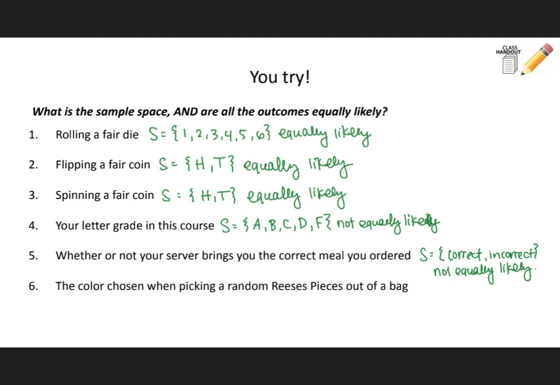Lastly, the color chosen when picking a random Reese's Pieces out of a bag. So in terms of our sample space, the colors of a Reese's Pieces are yellow, orange, or brown. And this one, I guess you can kind of go either way. If you believe that the colors are equally likely, then you could say equally likely. So if you think that there's an equal amount of yellow, orange, and brown, you can say equally likely. But I happen to know that the color distribution is not equal. So in this case, we're going to say not equally likely.